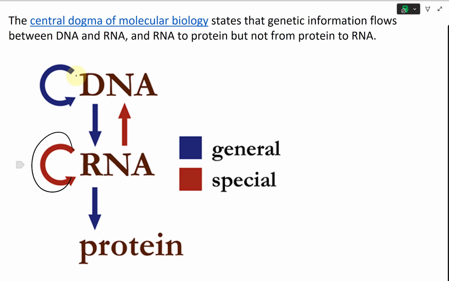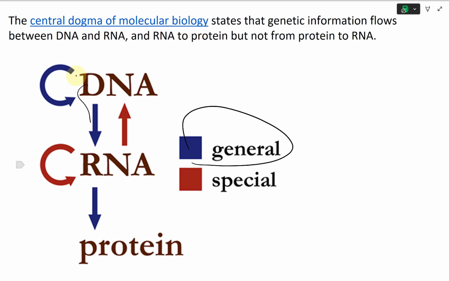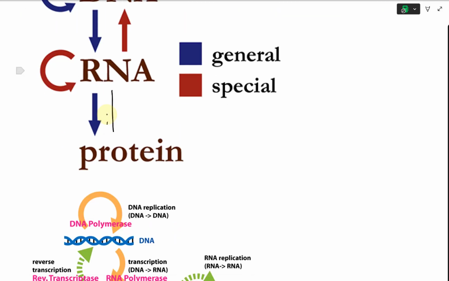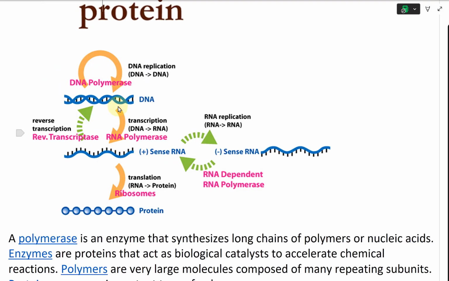And then you can go RNA to RNA, and these in blue are just the general ones. So this is generally what happens. And then the special type, you can go backwards in special forms, or RNA to RNA. And then this generally just goes to a protein and builds the entire cell, the organism.